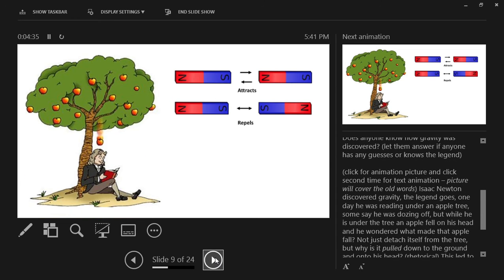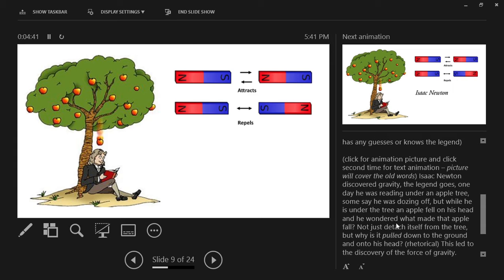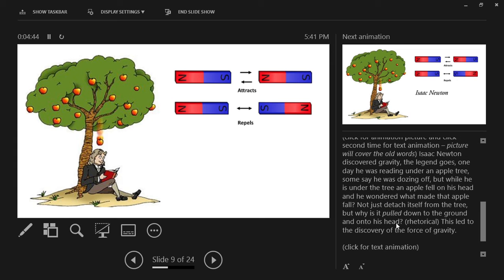So Isaac Newton discovered gravity. The legend goes, one day he was reading under an apple tree. Some say he was dozing off, but while he was under the tree, an apple fell on his head, and he wondered what made that apple fall, not just detach itself from the tree, but why it is pulled down to the ground and onto his head. This led to the discovery of the force of gravity.